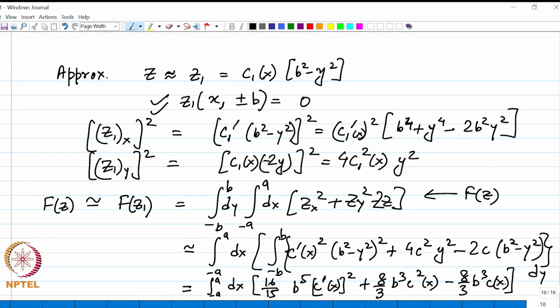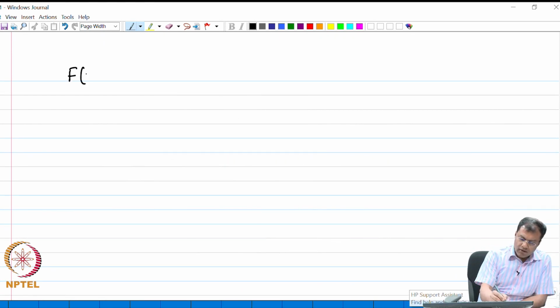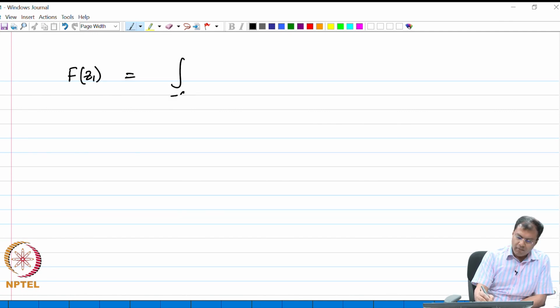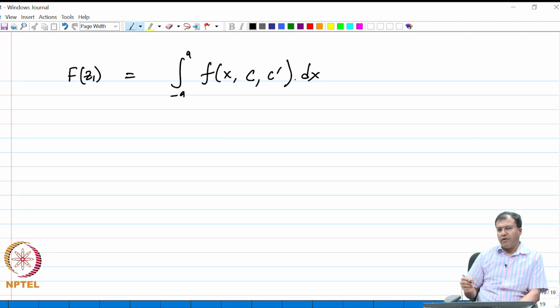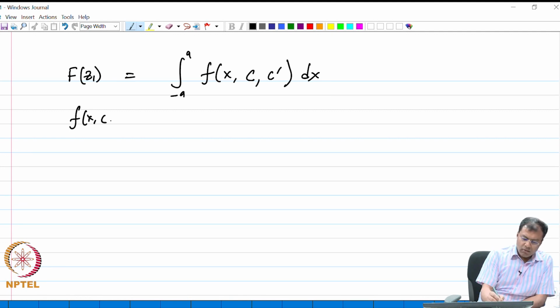Now the standard Euler-Lagrange machinery is going to apply. Notice that my F of z1 is now an integral from minus a to a of the small function f of x, c, c prime. So c is my dependent variable. Instead of y, we have c as a dependent variable. Then we use the Euler-Lagrange machinery. My f of x, c, c prime is this following quantity.